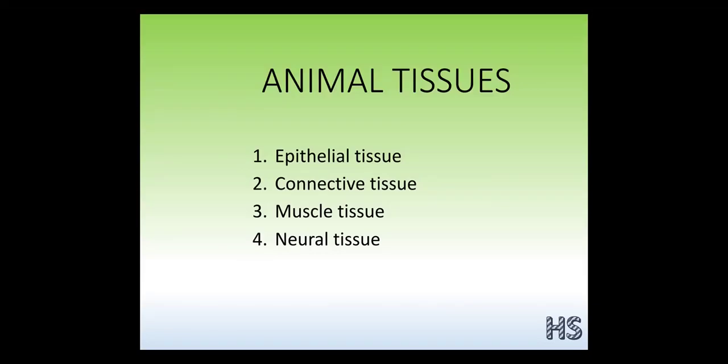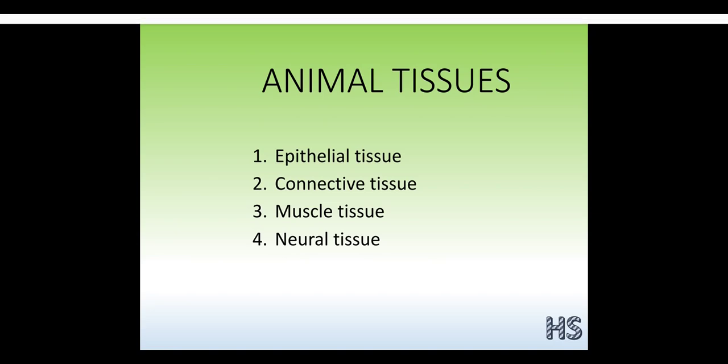Hello students. So this is the second part of the tissues chapter. In the previous lecture we have completed the plant tissues. So today we are going to start with the animal tissues. Okay. So there are basically four types of animal tissues: the epithelial tissues, connective tissues, muscle tissues, and the neural tissues.